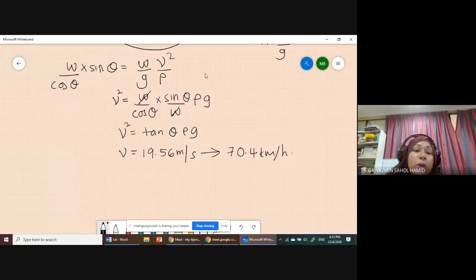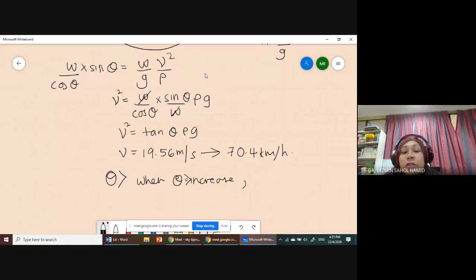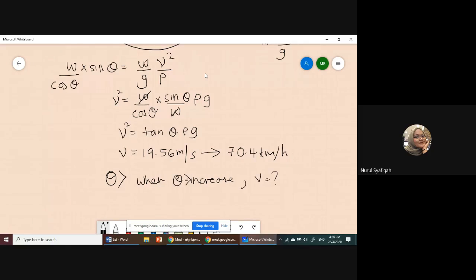Now, what happens when you increase your theta? What happens to the results of the velocity? When the angle theta increases, what happens to the velocity? The velocity increases.